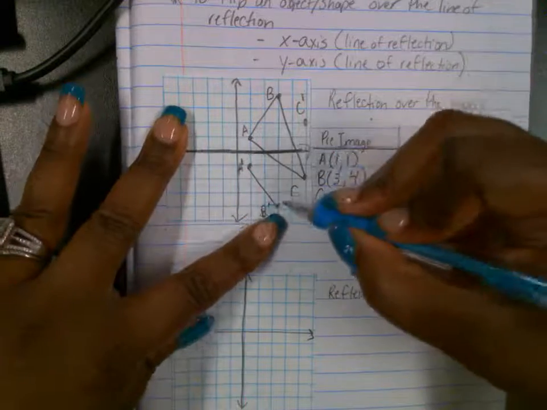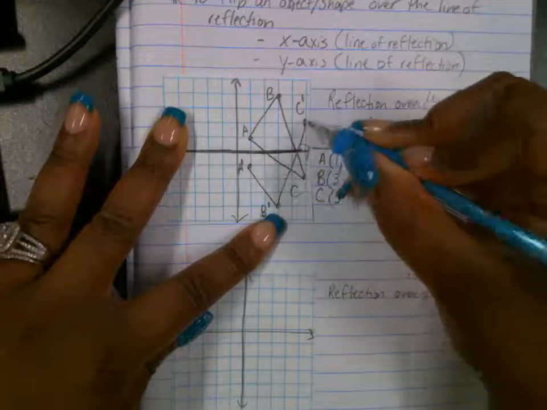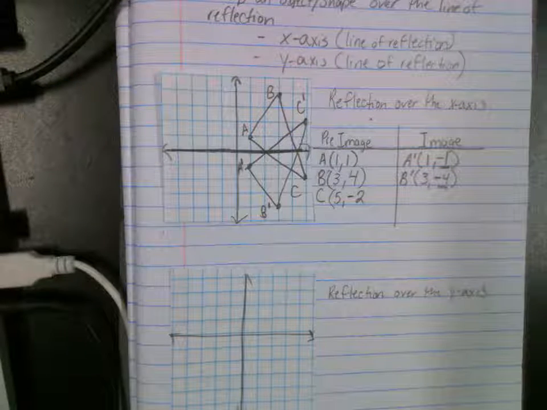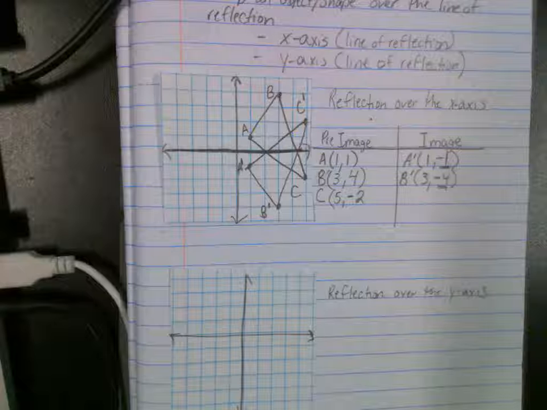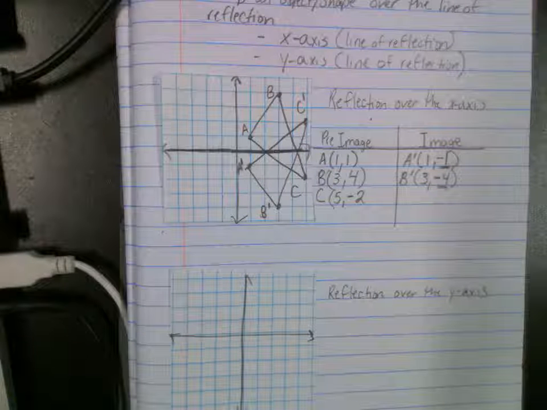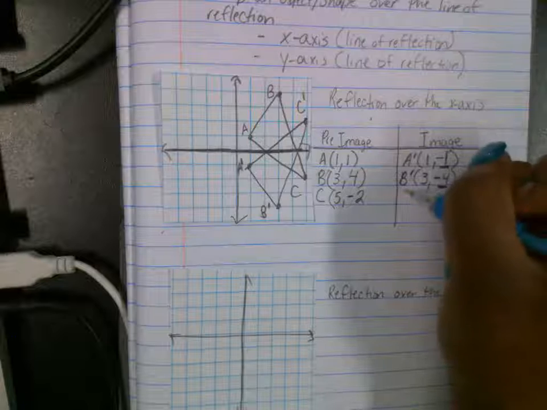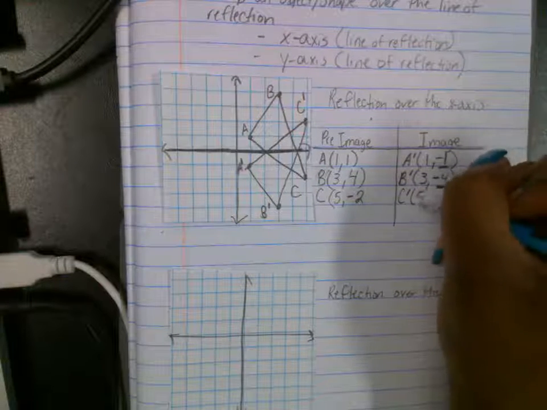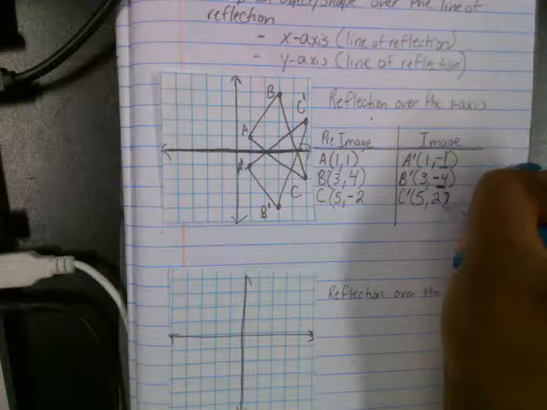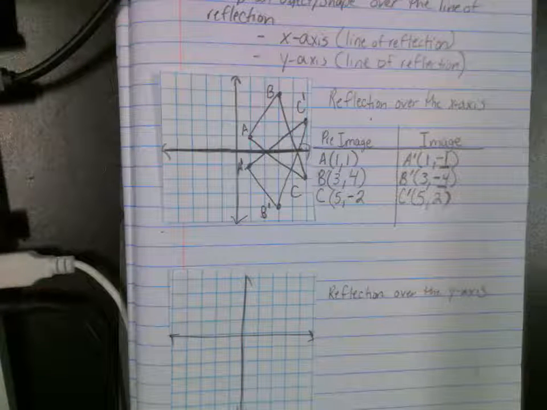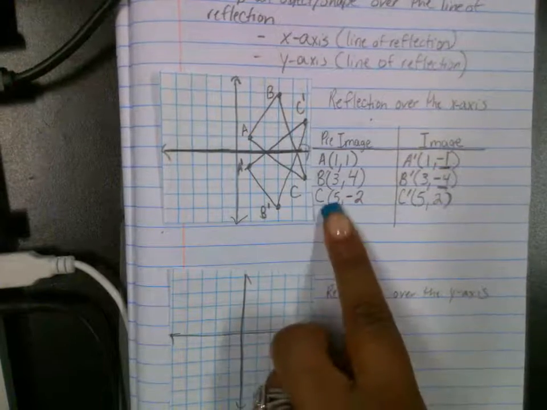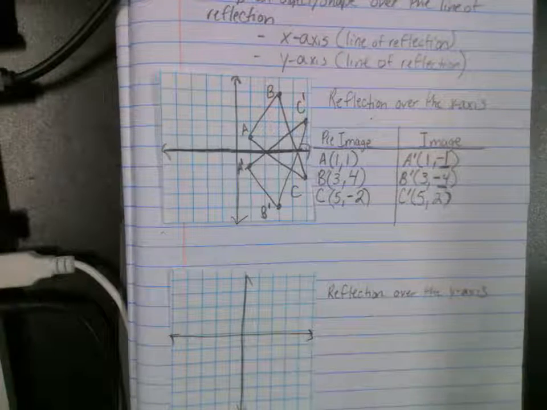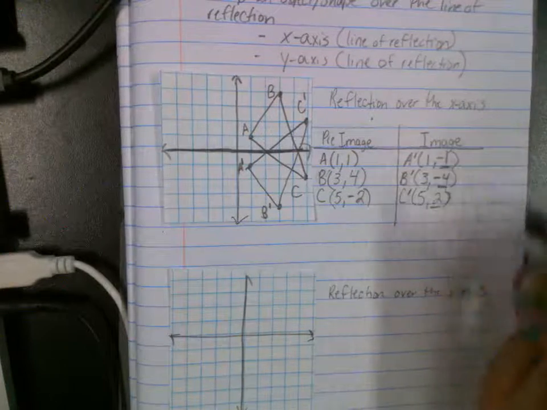Connect A prime, B prime, C prime. And it flipped over the x-axis. What's the ordered pair for C prime? 5, comma, positive 2. What changed about this ordered pair from here to here? The y changed again. You see that? It went from negative 2 to positive 2.